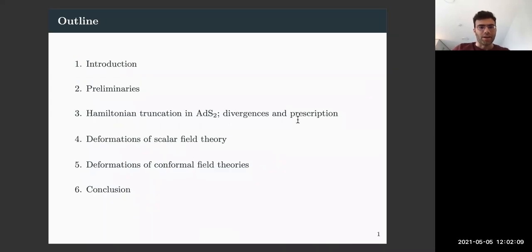This is the outline of my talk. I will start with the motivation and goals of our work, and then I will talk a bit about the basics of quantum field theory in AdS and basics of Hamiltonian truncation. Then I will move on to the main problem, Hamiltonian truncation in AdS2, and talk about the divergences with phase and the prescription that we propose to extract observables, in particular the spectrum. And then I will give you some examples of deformations of scalar field theory and conformal field theories. And then I conclude.